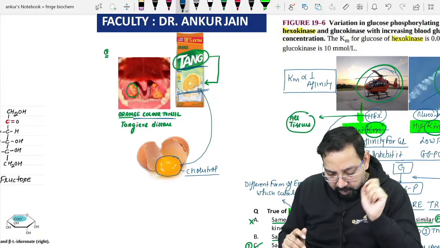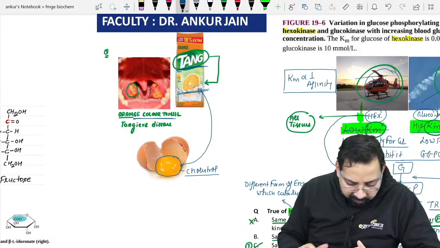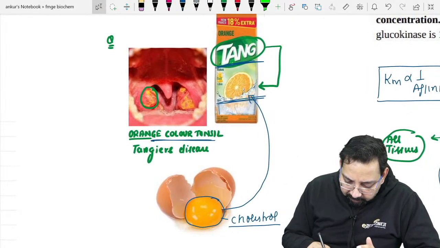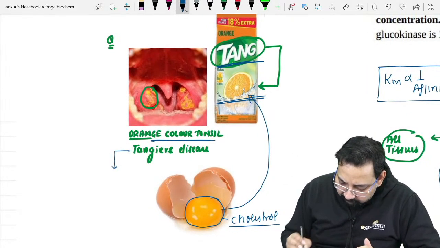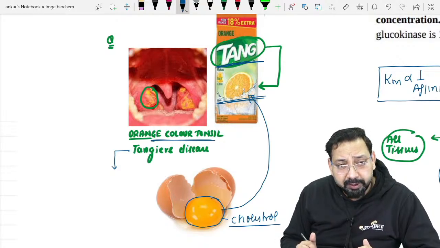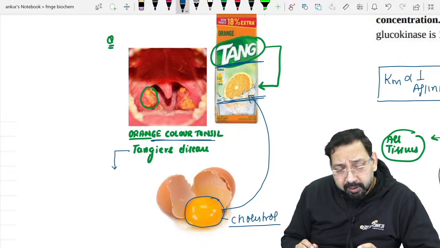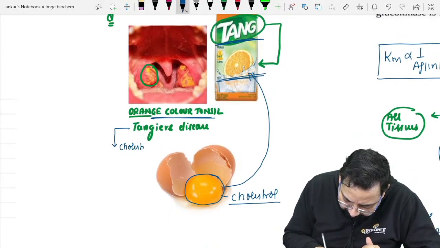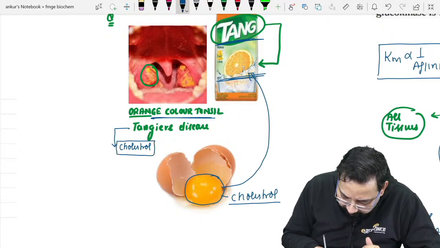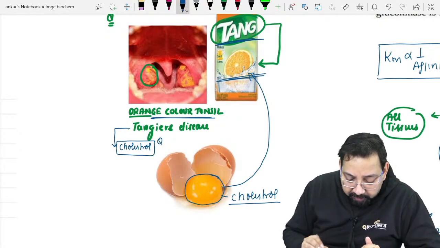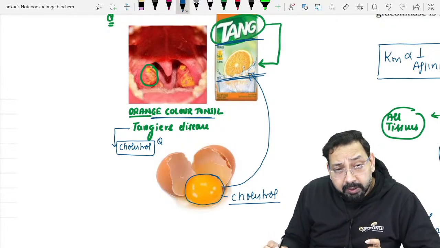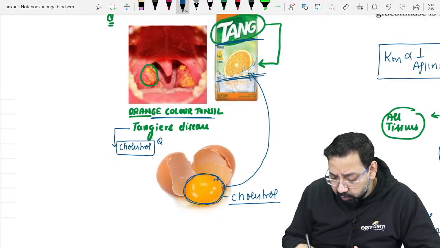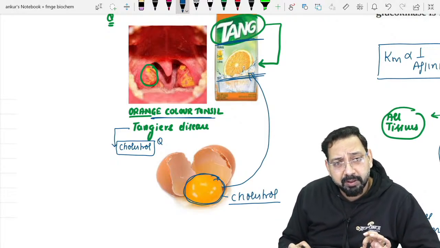If I ask you which compound is deposited in Tangier disease, can you tell me? What is the defect in the metabolism of which compound in Tangier disease? This is cholesterol. Yes, defect in cholesterol. This cholesterol is deposited. That's why the color is this. I have taken cholesterol, this egg yolk, and I will solve many questions by this concept only.